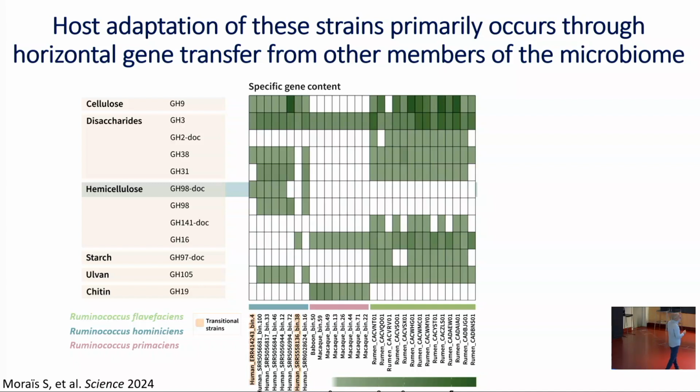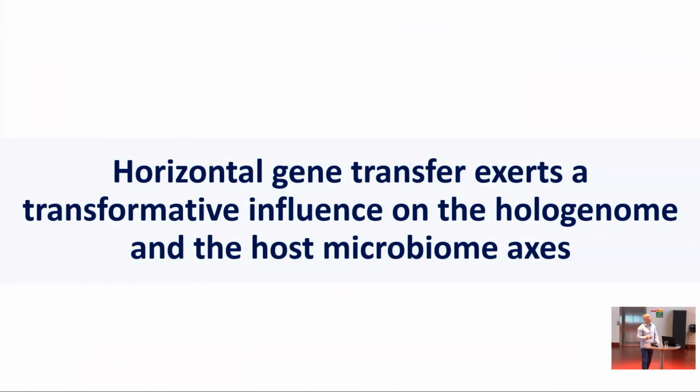So you can actually think about scenarios in which you want to enrich for these microbes, and you can use these specific genes. I hope that I convinced you that horizontal gene transfer has a transformative effect on the hologenome and the holobiont phenotype, because if you have these microbes that got the specific genes, suddenly you can start eating and utilizing plant polymers, embracing complexity.